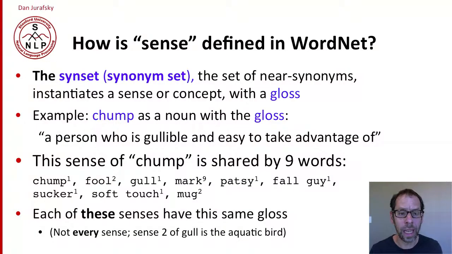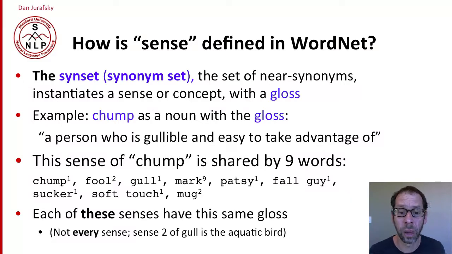And in WordNet, a sense is defined by what's called a synset or synonym set. That's the set of near synonym similar words that instantiates a sense or a concept. And also we have a gloss. So for example, take chump as a noun. We have the gloss, a person who is gullible and easy to take advantage of.